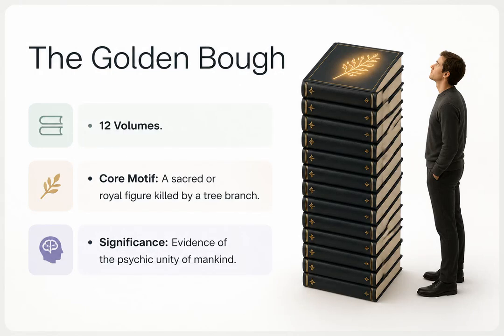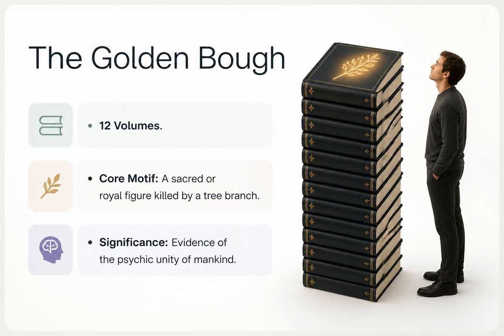Frazer drew an explicit parallel between these two stories. In the Nemi myth, a slave uses a tree branch to kill a king. In the Norse myth, a mistletoe branch kills a divine god. Two entirely different cultural traditions, separated by geography and centuries, converged on the exact same narrative motif. Frazer saw this as undeniable evidence of Tylor's psychic unity of mankind. He used this parallel as the organizing motif for his magnum opus, titled The Golden Bough, referencing that mythological sacred branch. This was a massive undertaking.